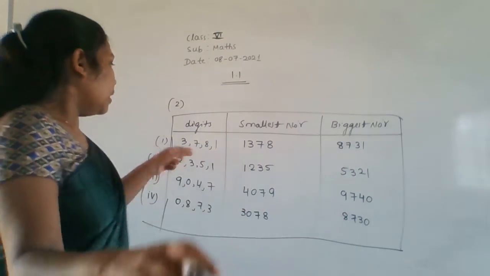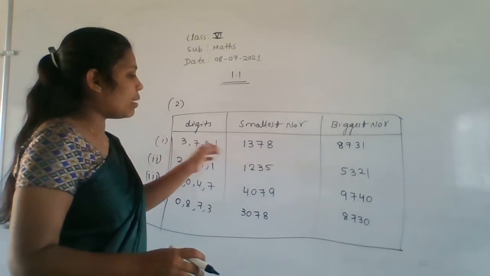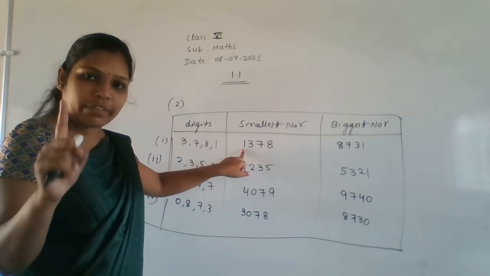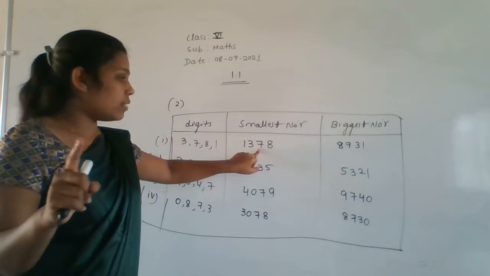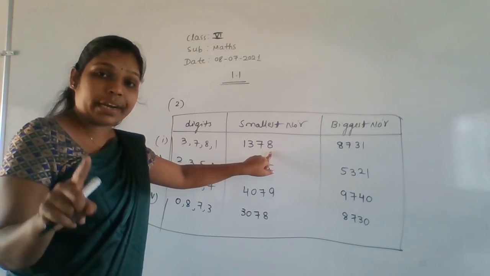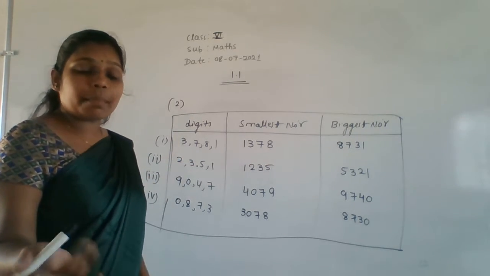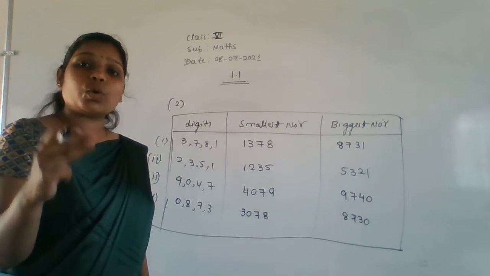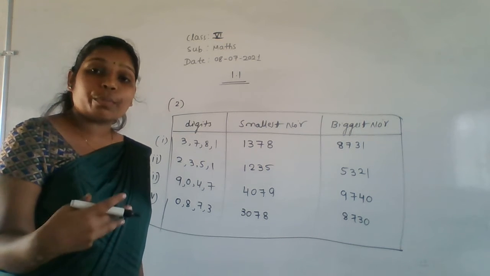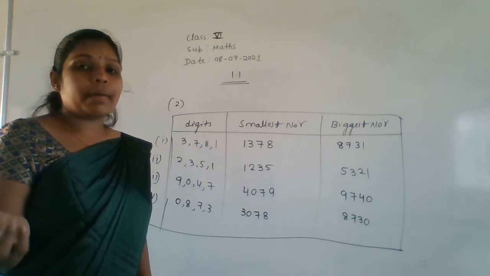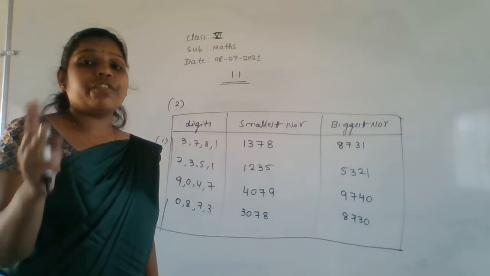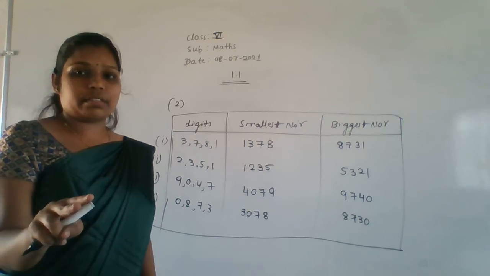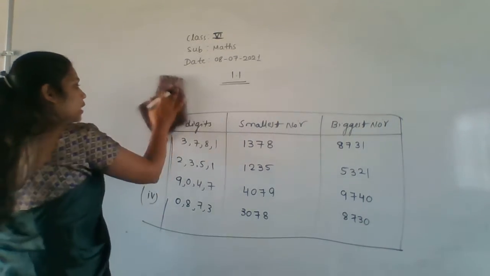See here, in these numbers we used every number once. Only one time we wrote every number. 1 is only one time, 3 is also one time, 7 is also one time, and 8 is also one time. But in the third main, it is not like that. You can use any digit twice, because we have to make a 4-digit number but they only gave 3 digits. For that reason, you can use any number 2 times. Okay, so we'll begin the third main now.